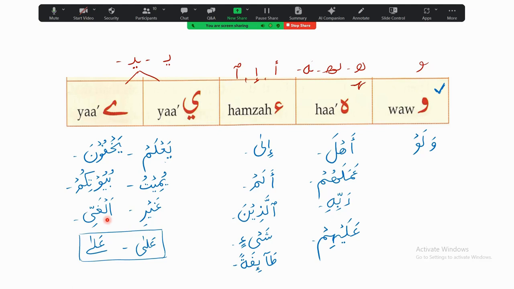And let's see the example of ya when it comes at the end of the word. Al-ghayyi. So when it comes at the end, the shape remains the same. It remains intact like this, the full form.